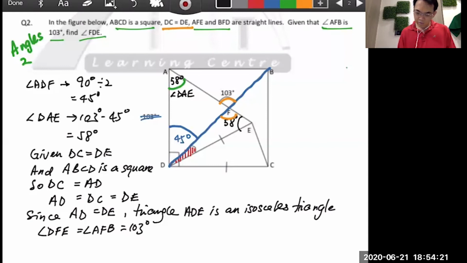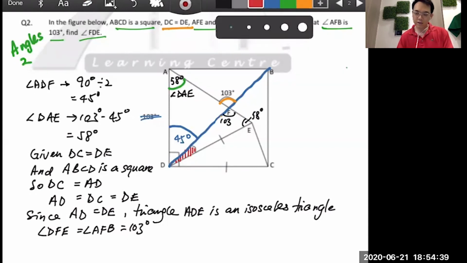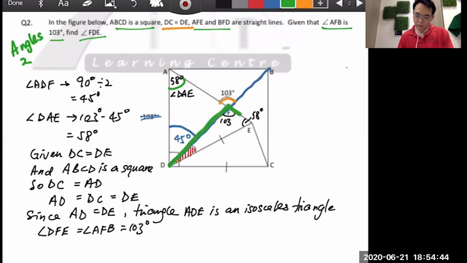So now I have here 103. Let me just clean this up a bit. I probably wrote it a little bit too big. So I have here 103 and I have here 58. Okay, and now you can see that I have a triangle where I know two of the angles. Okay, I now know that in this triangle, this is 103 and this is 58. So now I can find this. And that's what I'm going to do now.